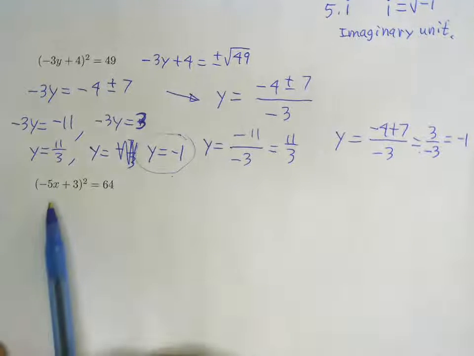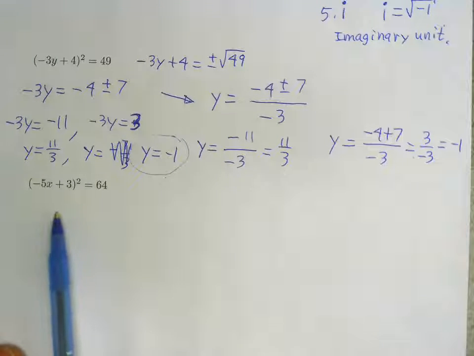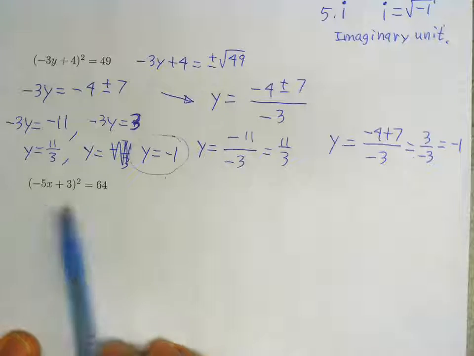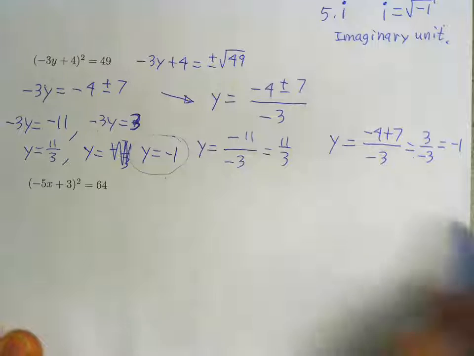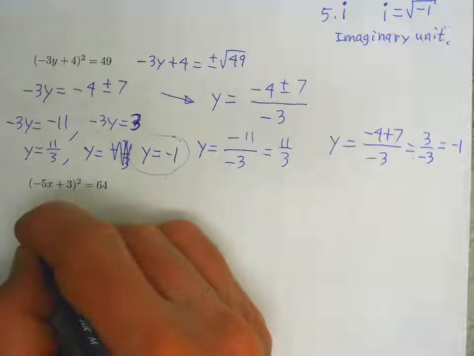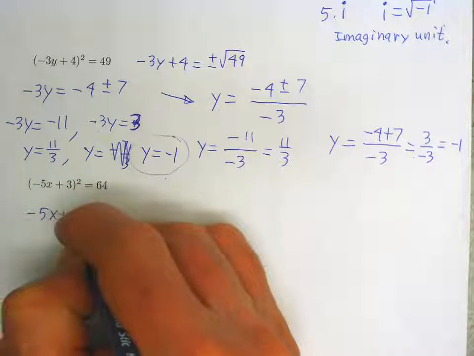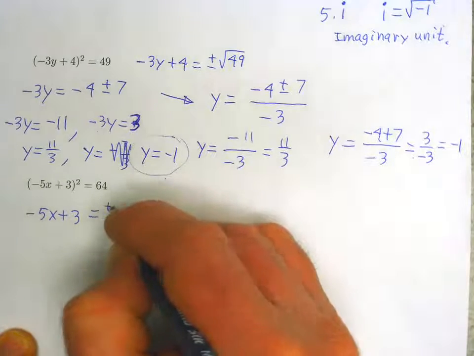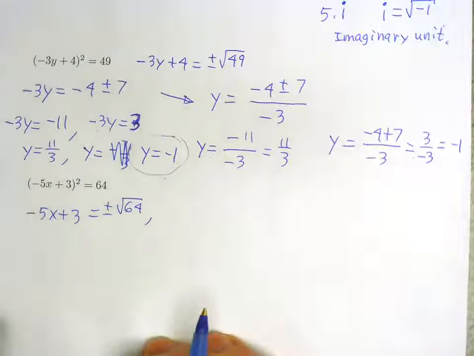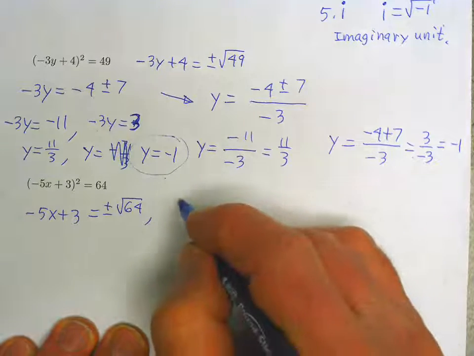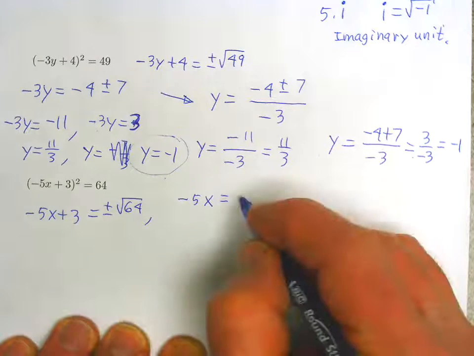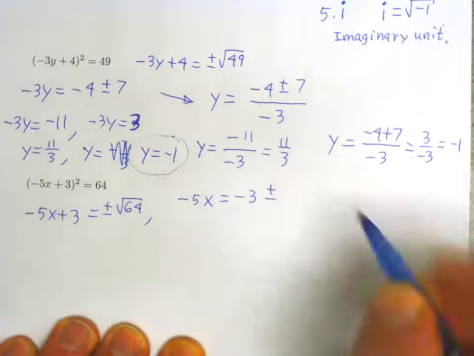Okay, just one more example. We have the binomial -5x plus 3 squared equals 64. So it's all set up to apply the square root property. So we get -5x plus 3 equals positive and negative square root of 64. And then -5x, we'll subtract 3 from both sides and also simplify the square root of 64.